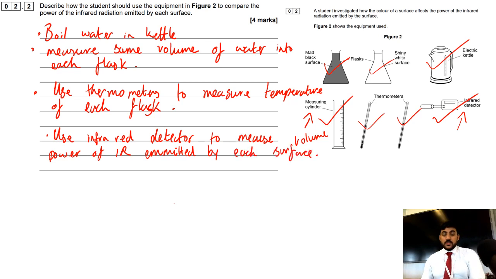Okay, so what are the things that we're keeping the same? We're keeping the volume the same. Of course we're doing that. We're keeping the temperature of the water in the flasks the same. Yeah, and we're boiling it in the same kettle, if that matters. So we've done everything we can.